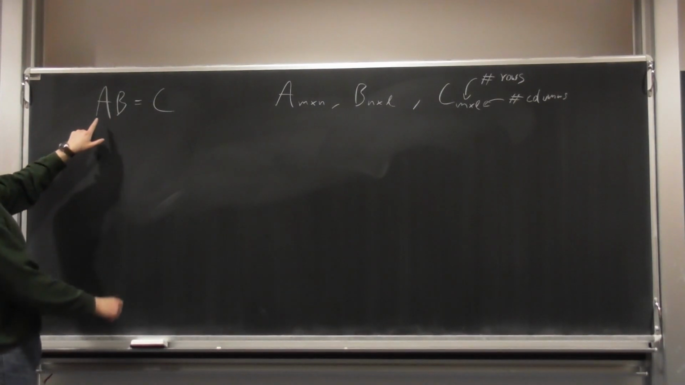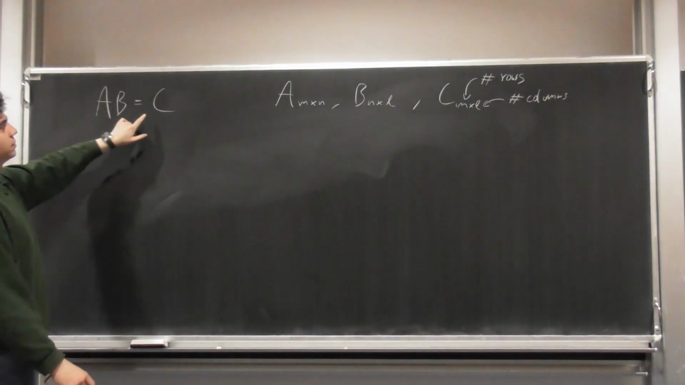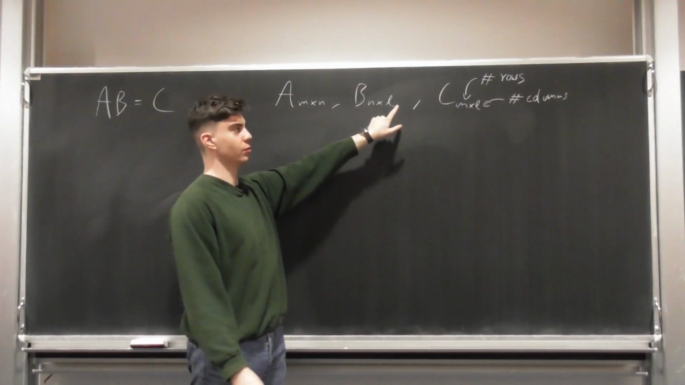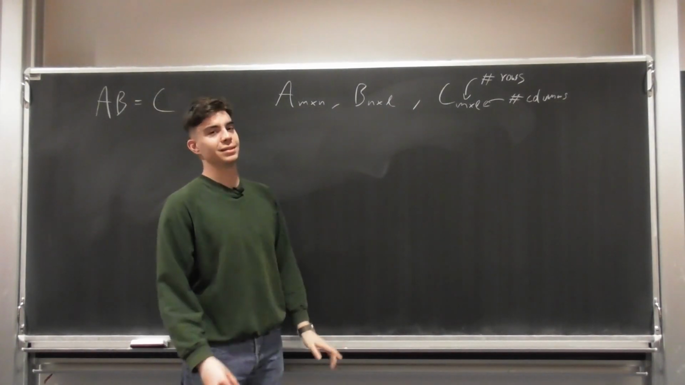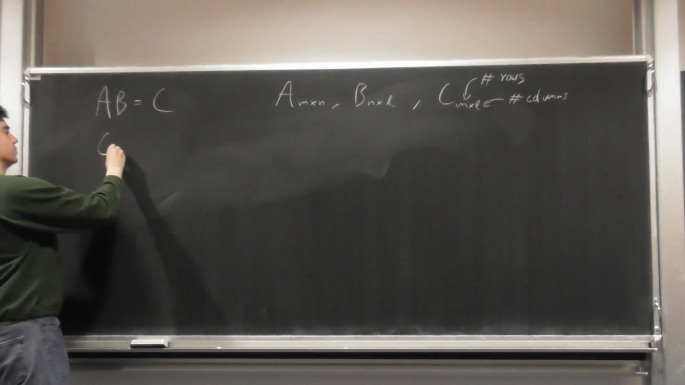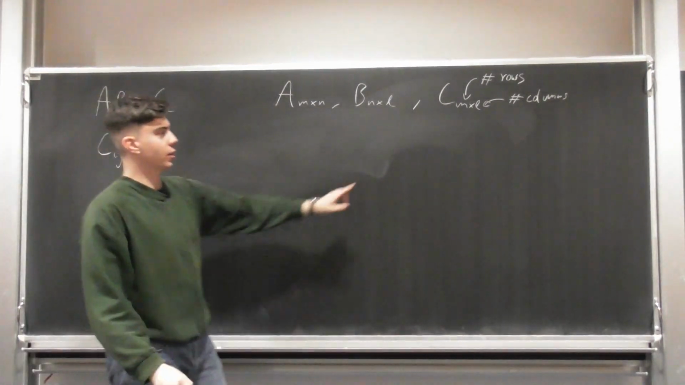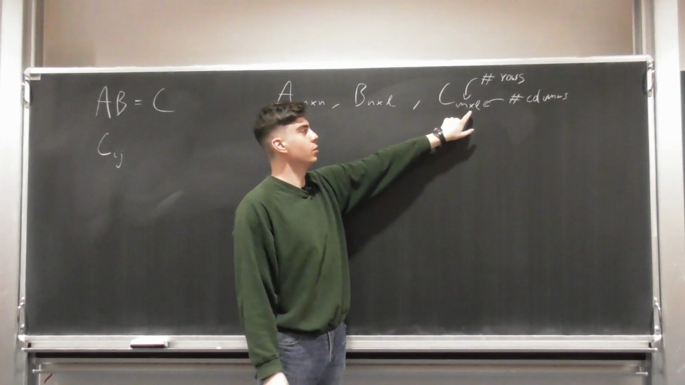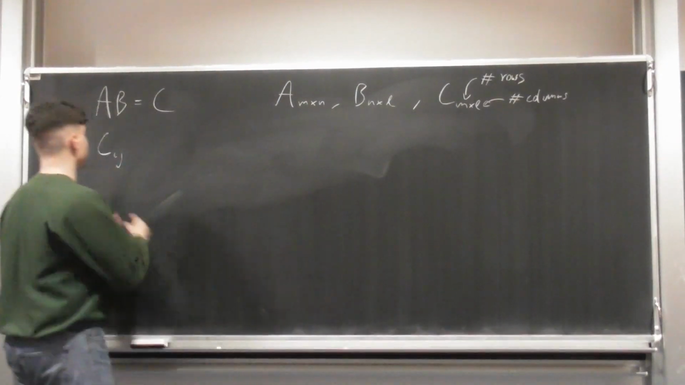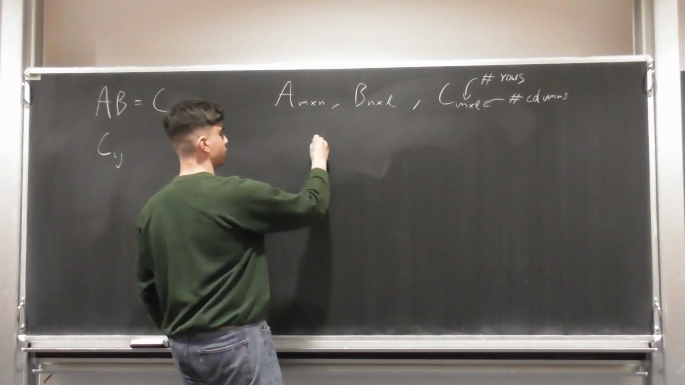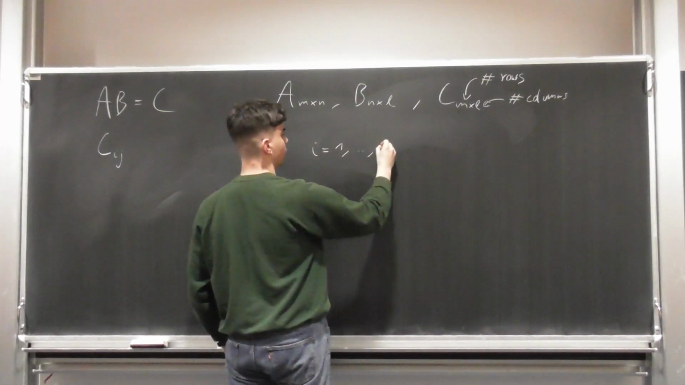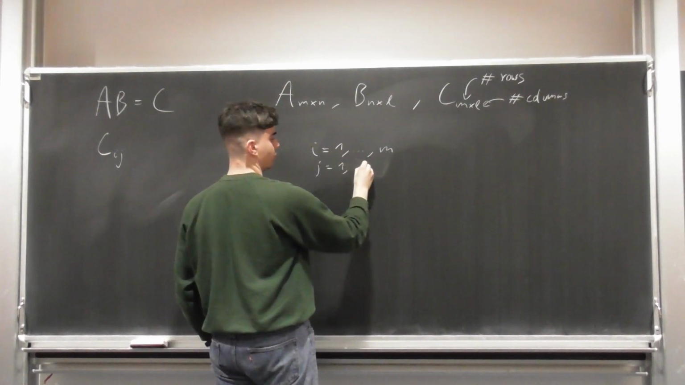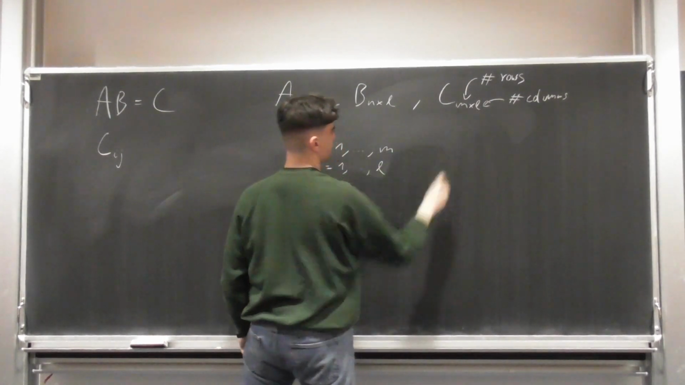So given AB equal to C, where A and B are matrices with dimensions m by n and n by l respectively, we want to find the entries C sub ij. Now, the first index here denotes the row and the second one the column. So i will have range 1 all the way to m, and j will have range 1 all the way to l, because that's the dimension of C.